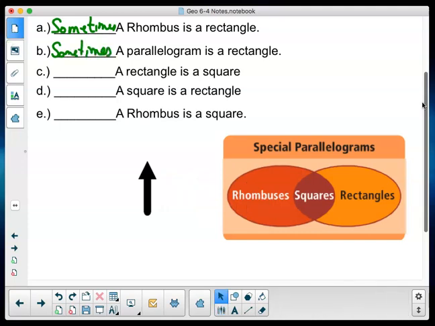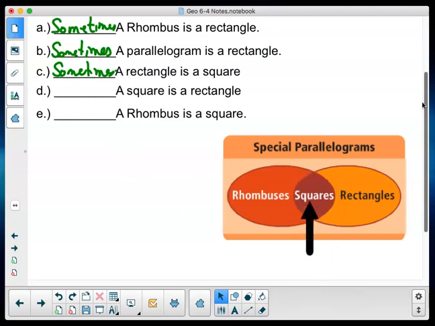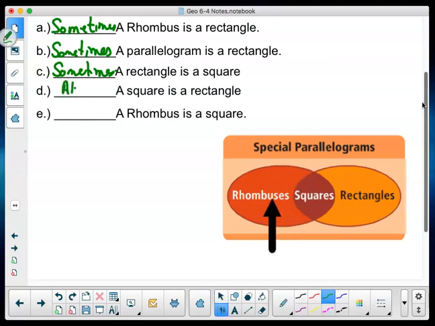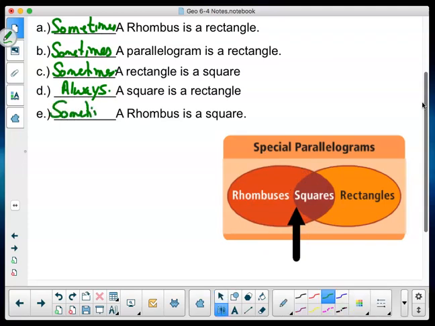A rectangle is a square. Sometimes rectangles are squares. A square is a rectangle. Well, all squares can be classified as rectangles, so that is always true. A rhombus is a square. Not all rhombuses have right angles, so a rhombus is a square when it has right angles, so sometimes. And that's us using the Venn diagram to answer those.